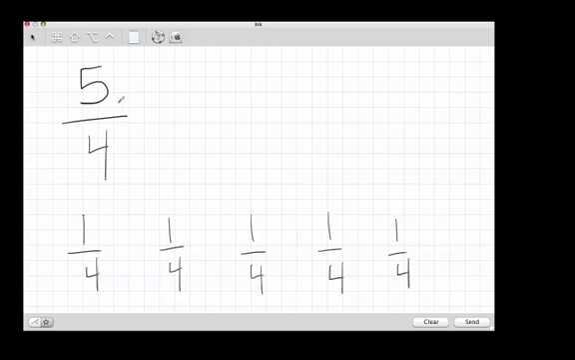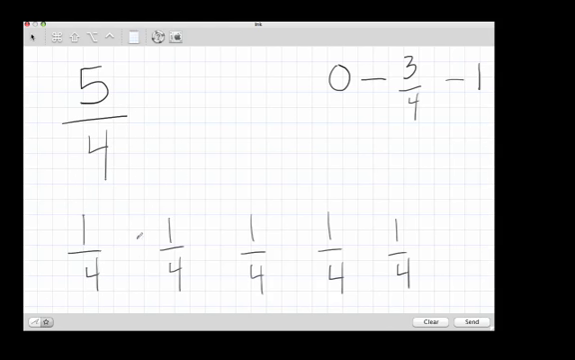Now, an improper fraction means that we've got more than one whole. If you look at 3/4, that's less than a whole. That falls between 0 and 1 on the number line. Now, this is more than a whole, so this is going to be bigger than 1. Now, the question is, how many wholes do we have?